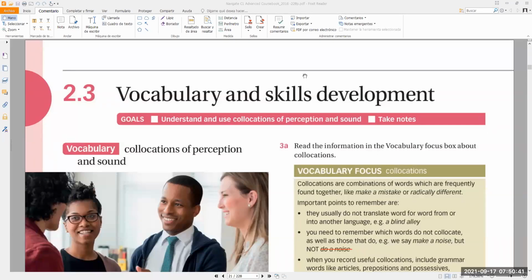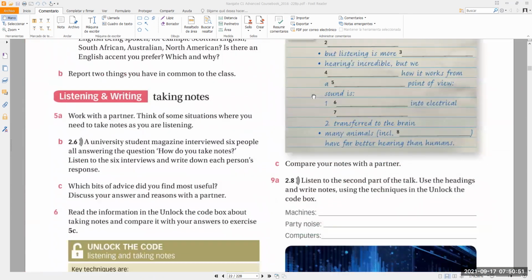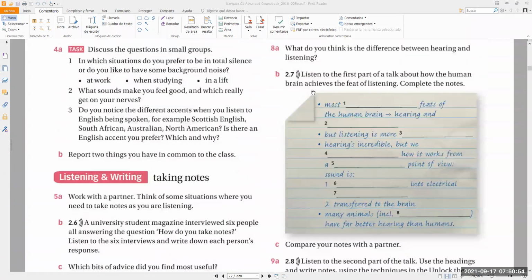And this lesson 2.3, it's all about vocabulary and skills development. So we were working on collocations during the previous lesson. And in this next part of that lesson, we are going to be given some tips on how to take notes effectively. Talking about international exams, this is one of those skills which is essential when we are presenting a test.